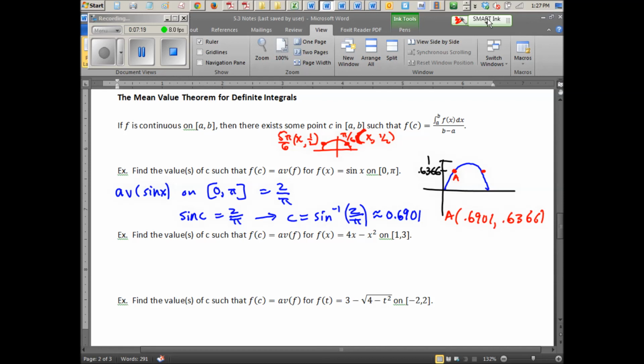So we believe that pi minus 0.6901 is also a valid answer. Okay, so we need to do that as an alternative answer. So anytime you do an inverse sine, you're also supposed to jot down the supplement, or pi minus 0.6901.